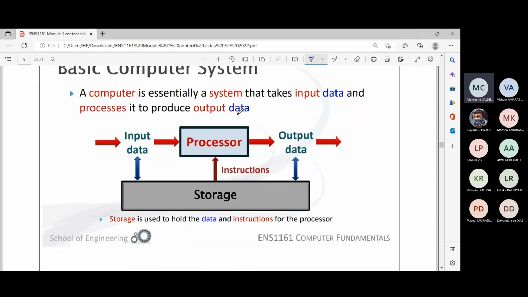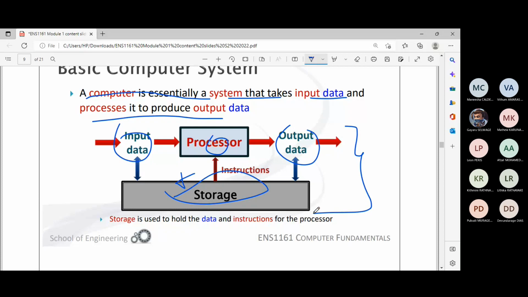Then here, a basic computer system. A computer is essentially a system that takes input data, processes it and gives output. Input, output, and processing, plus there's storage, which makes this machine more robust.